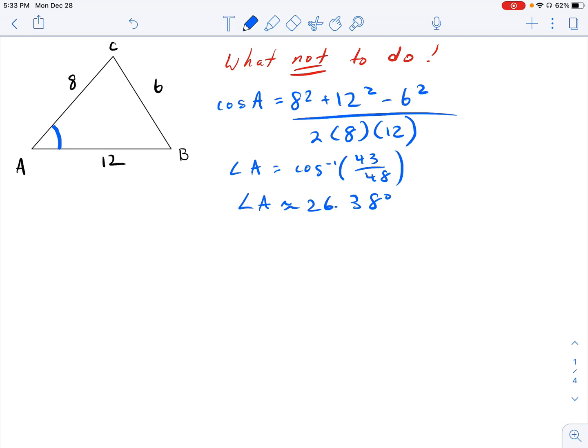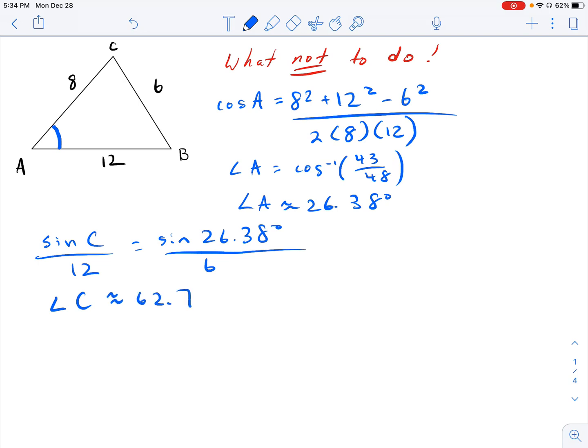All right, and we say, in your face, Mr. No, I did it the way you told me not to do it, and I got 26.38 degrees. Now let's just go on and continue to solve for the other angles. Let's suppose I wanted to solve for angle C next, and I continue on this path. I'm going to use the law of sines here. I'm going to say the sine of angle C, which is across from the side length c with length of 12, is equal to the sine of the angle we just found, 26.38 degrees, all over 6. And you cross multiply, you do the inverse trig function, and you would say angle C is approximately 62.720.